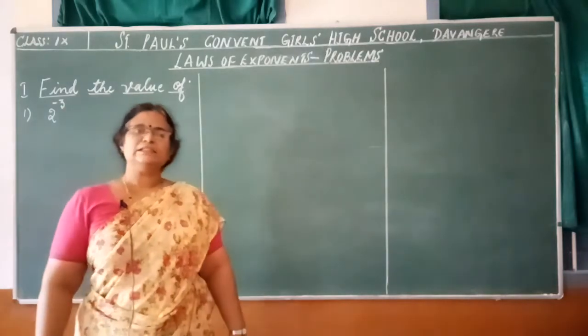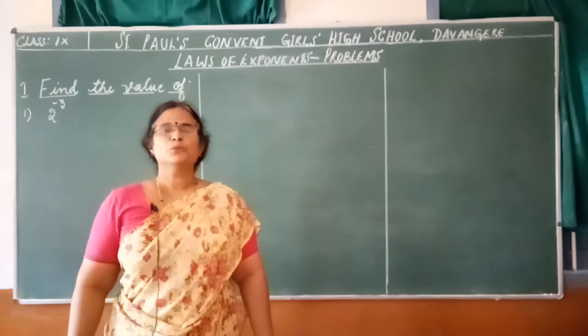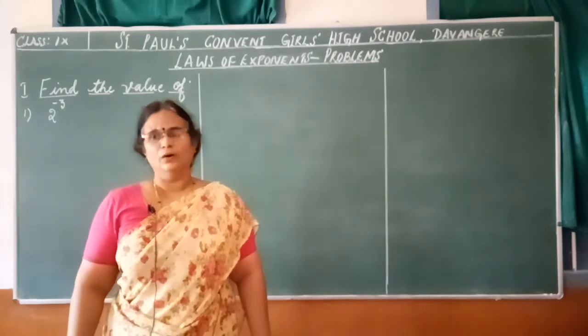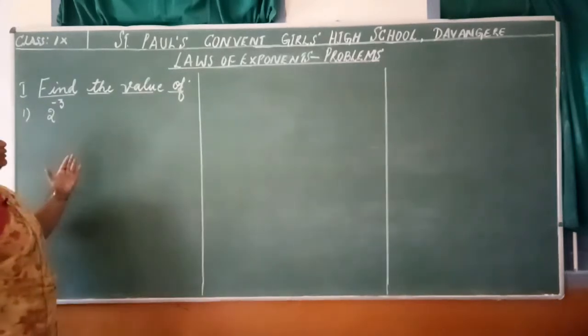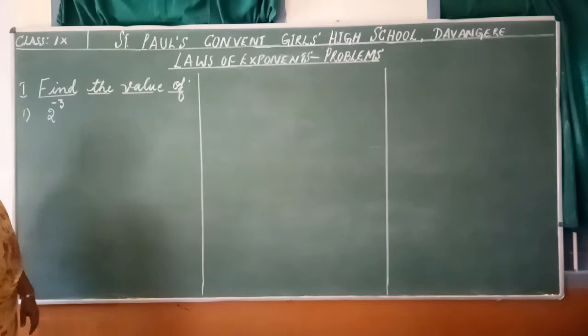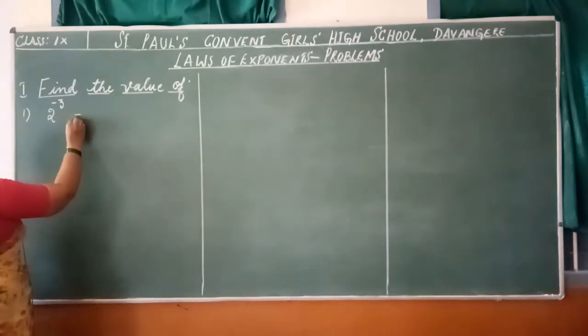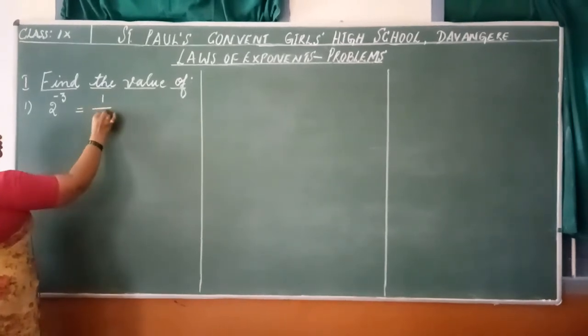We had discussed laws of exponents in the previous class. Let us work out a few problems on laws of exponents. Find the value of 2 to the power of minus 3. It's a negative index. Let us rewrite it as a positive index: 1 by 2 to the power of plus 3.